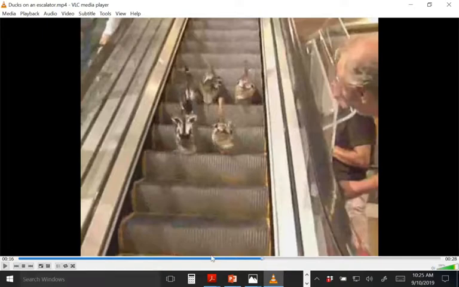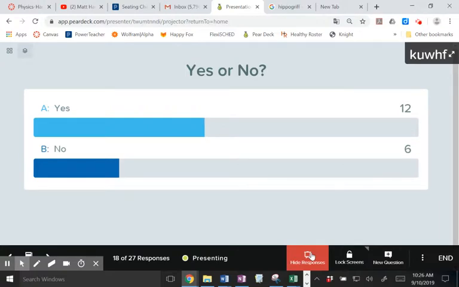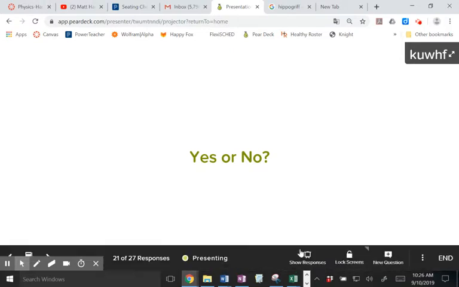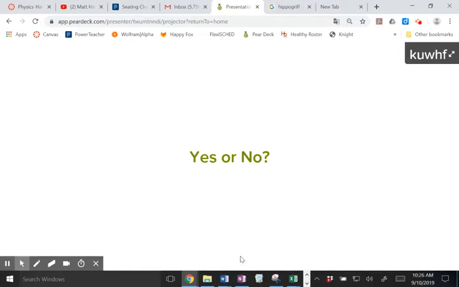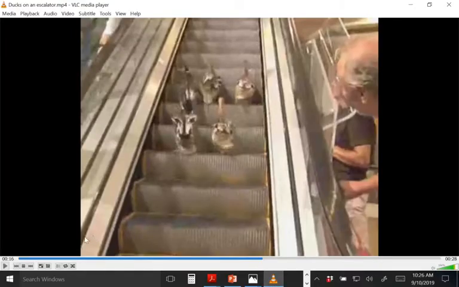And let's see what we got here. Boop. 12-6. Whoa. There's some disagreement on this. There's no hope for society if we can't agree on whether or not the ducks are moving. And now it's 14-7. It's kind of split. So, I need you to think about this a little bit. Okay, it's 14-7 right now.